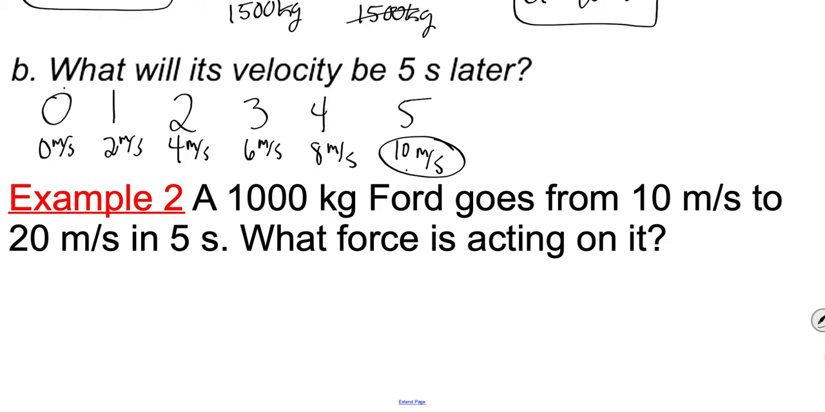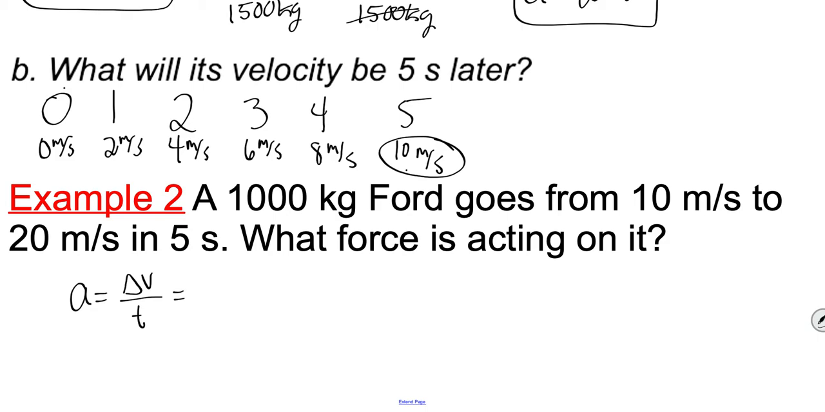So let's check out another example here. A 1,000 kilogram Ford goes from 10 meters per second to 20 meters per second. What is the force acting on it? Well, now we kind of have to relate some things back to our previous equation, right? Because we're trying to figure out a force, but we only have a beginning speed and an ending speed. We don't have an acceleration that we can figure here, or we don't have it like the last example. So we have to actually calculate it using our previous acceleration equation, which is velocity over time, okay?